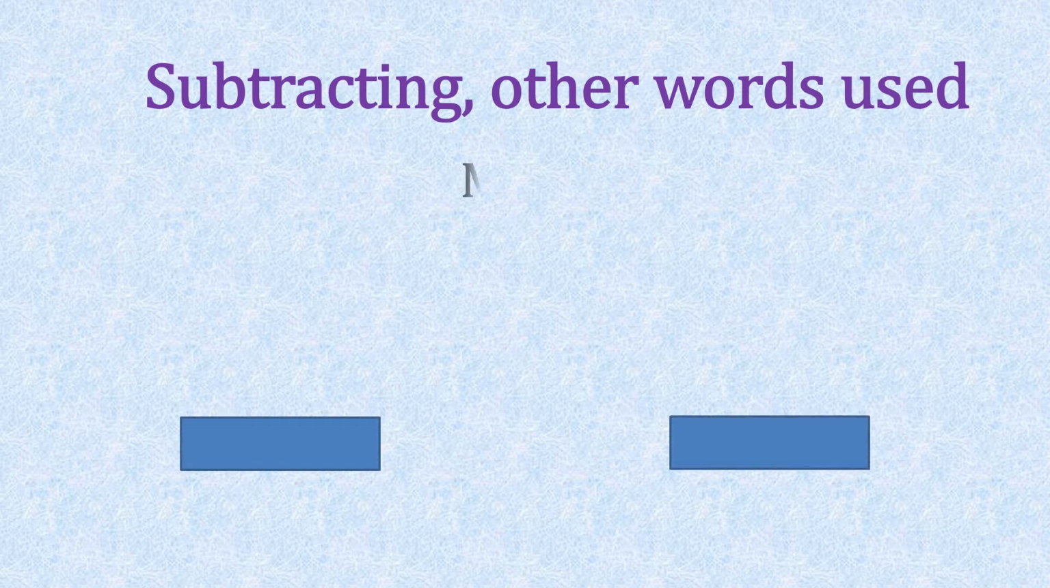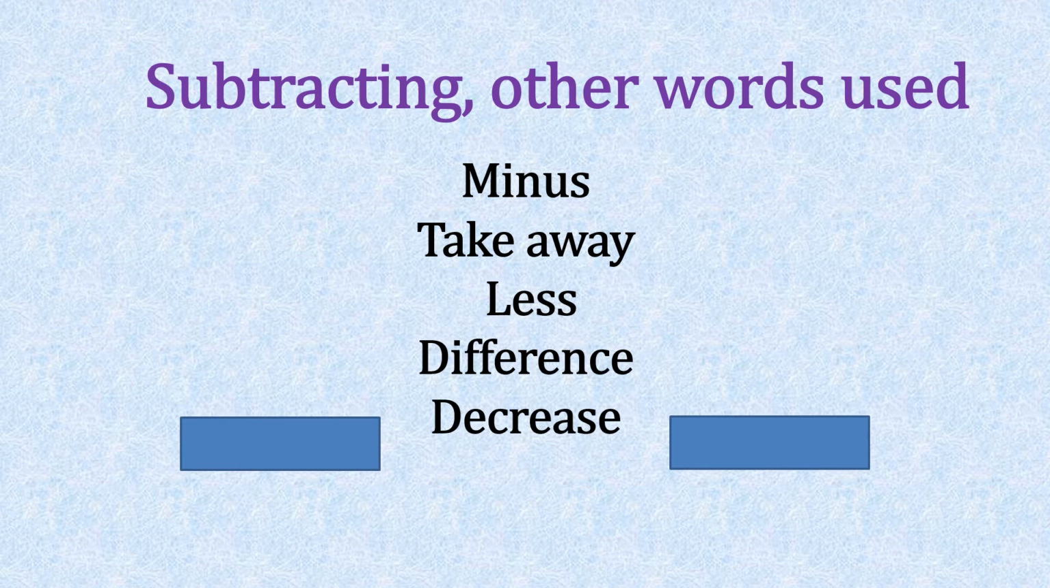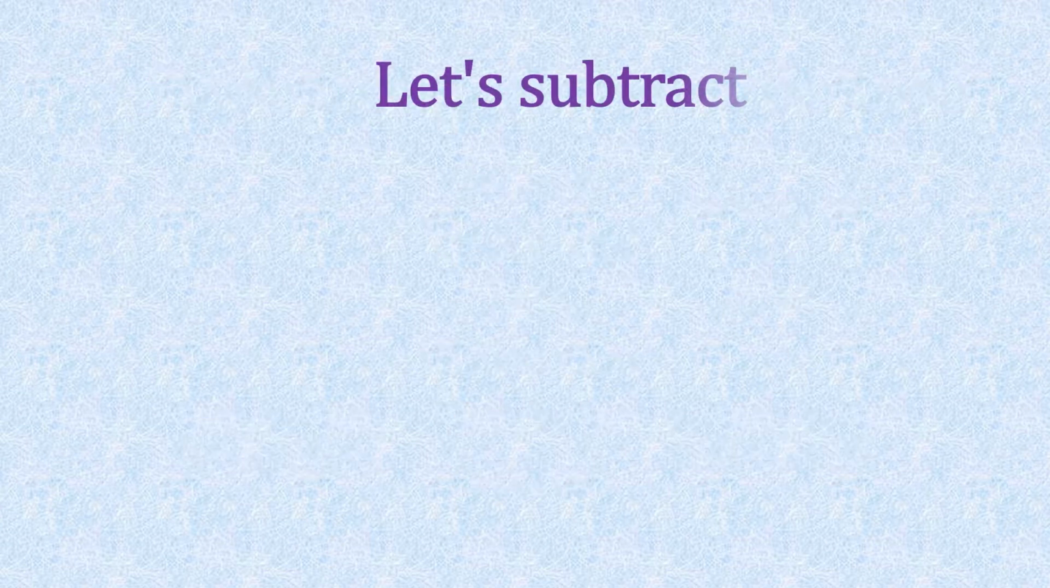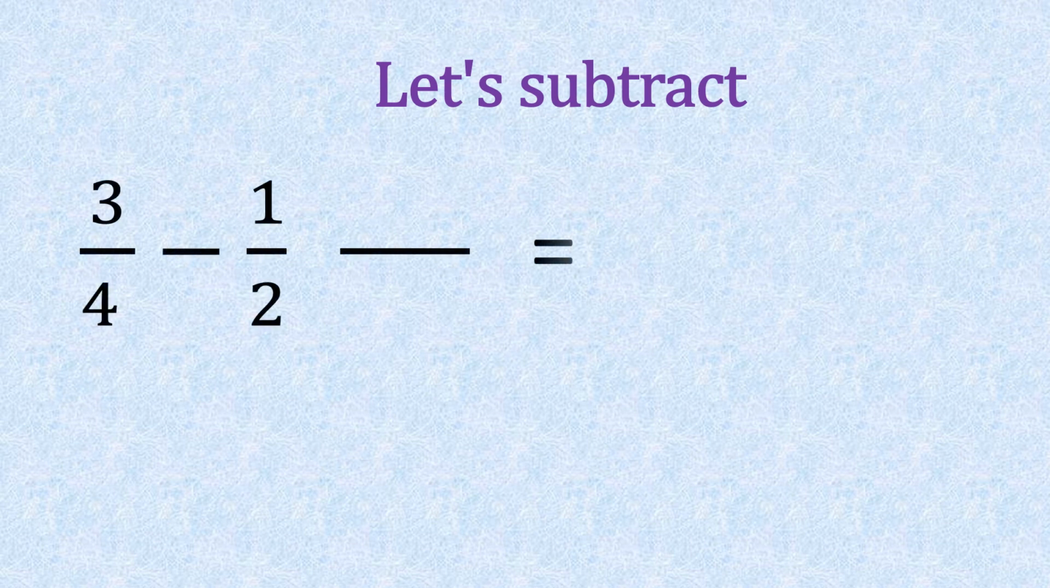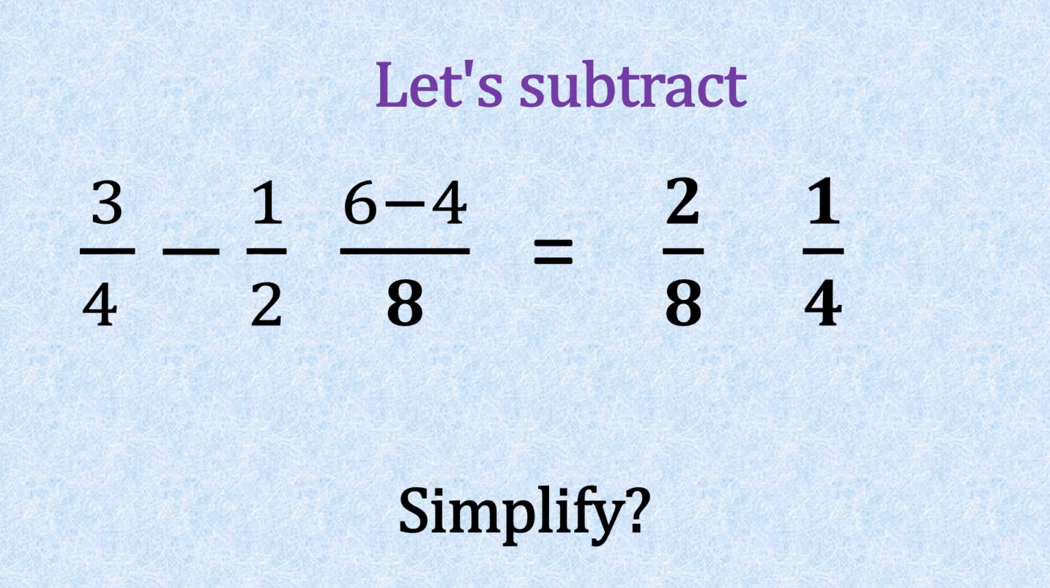So other words used are minus, take away, less, difference, decrease, and deduct. Now you notice the formula for subtracting fractions is the same as adding. Let's subtract. Okay, 3/4 take 1/2. 4 times 2 is 8. 3 times 2 is 6. 1 times 4 is 4. So that's 6 minus 4, which gives us 2/8 because our bottom stays the same, and that simplifies to 1/4.